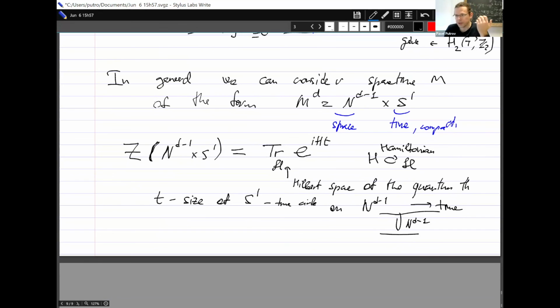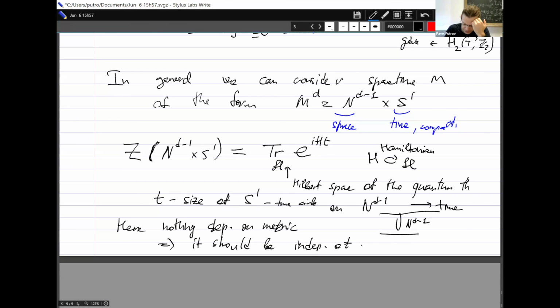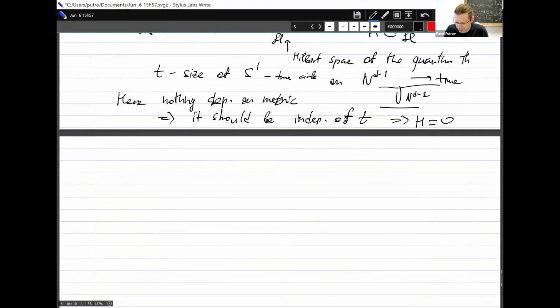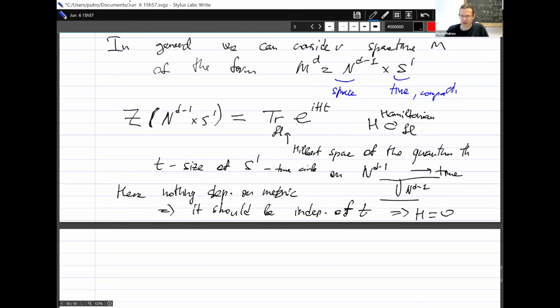But here, you have a topological theory, right? Nothing depends on the metric. In particular, it should be independent of T. So this means in particular the Hamiltonian is zero. You could say, okay, it's something trivial, but it's actually not. Even if the Hamiltonian is zero, the quantum field theory can be non-trivial in a certain sense, as we'll see in more detail a bit later.